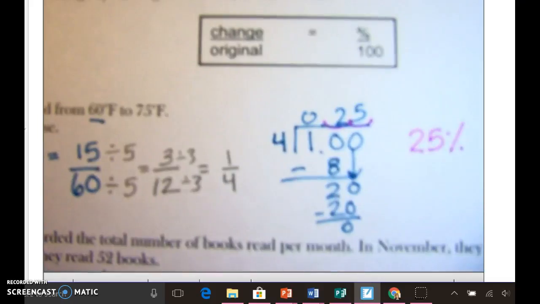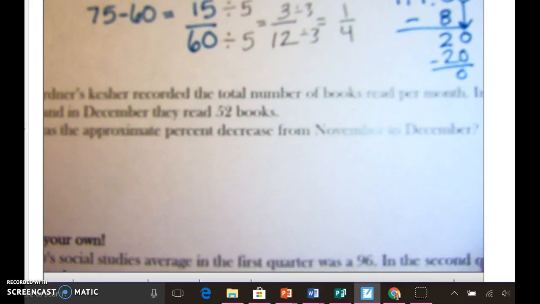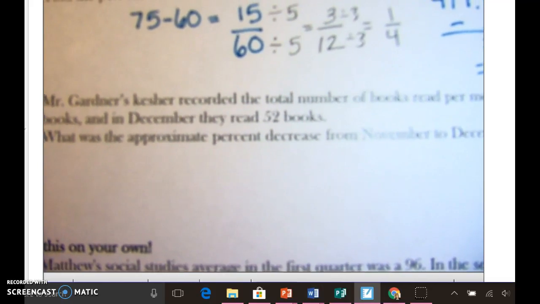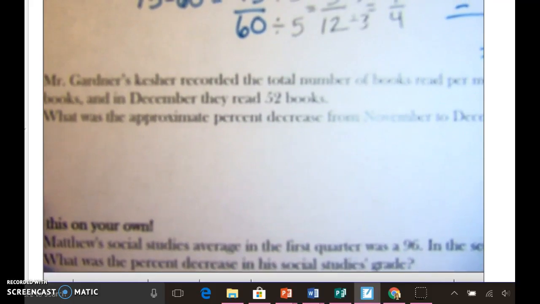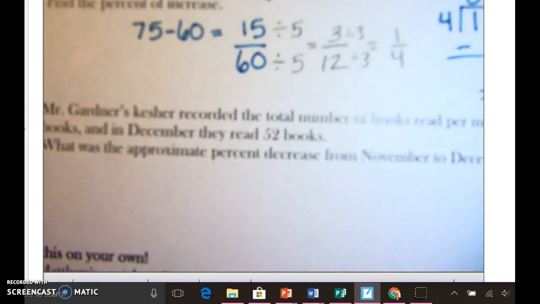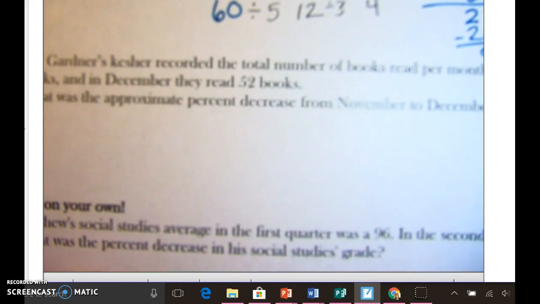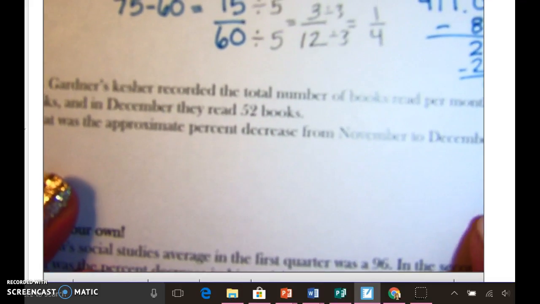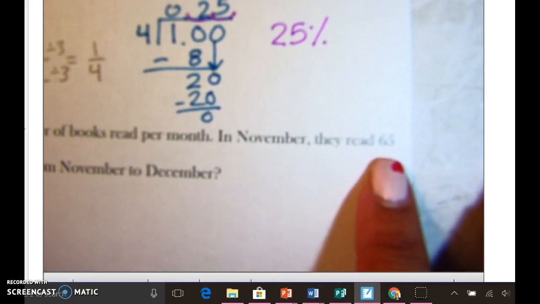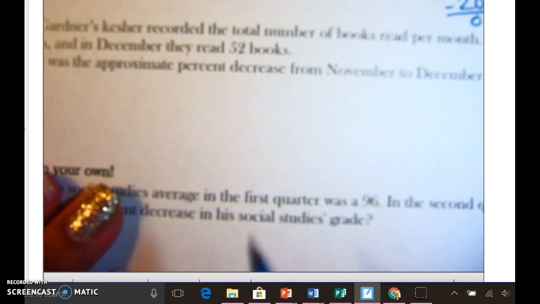All right, we're going to set up the next one, and you're going to try to see if you can work it out on your own. So Mrs. Gardner's Kesher recorded the total number of books read per month. In November, they read 65 books, and in December, they read 52. What's the approximate percent of decrease? Oh, they read less books. That's not good. So we always subtract the numbers to find the difference. In this case, they were reading more in November, and then they read less in December. I'm just going to subtract 65 minus 52.